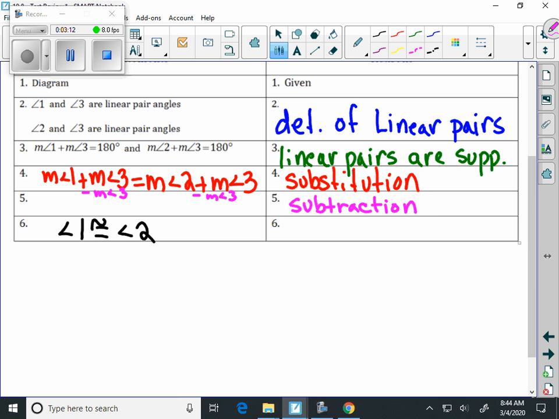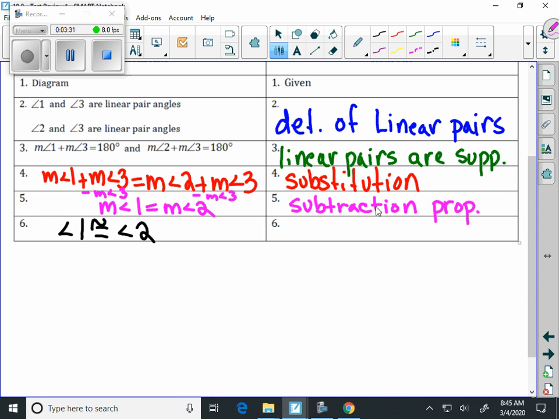Subtraction property, I guess, if we want to get technical. But we subtracted the measure of angle 3 from both sides. And when we subtract the measure of angle 3 from both sides, we're left with the measure of angle 1 equals the measure of angle 2.